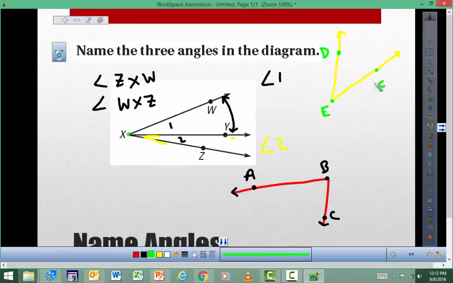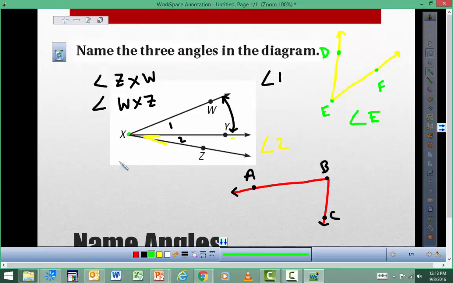So one other way that we might name this angle, when there's no confusion, we might take another shortcut. We might just call this angle E. Make sense? If you're going to name it using only one letter, it has to be very clear what that angle is and where it's at. If there's any confusion, you have to use the 3 letters again.